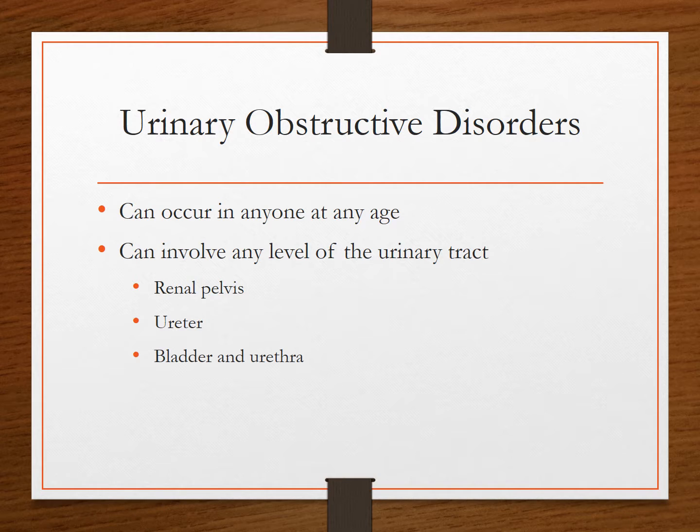Okay, starting out with urinary obstructive disorders, they can occur in anybody at any given age and can occur at any level of the urinary tract. You can have an obstruction in the renal pelvis, in the bladder, in the urethra, in the ureter. It can be anywhere along the urinary tract.